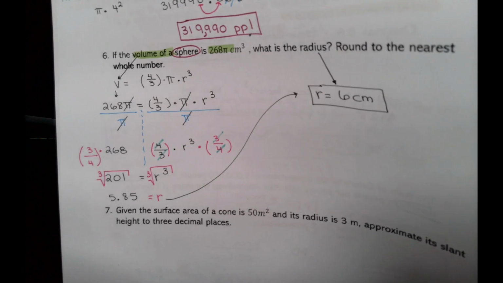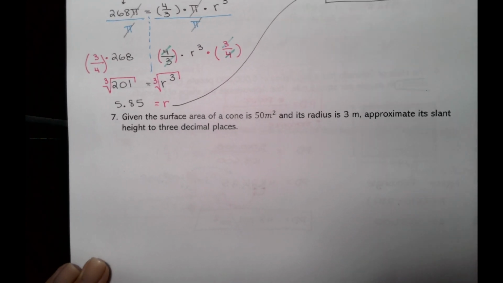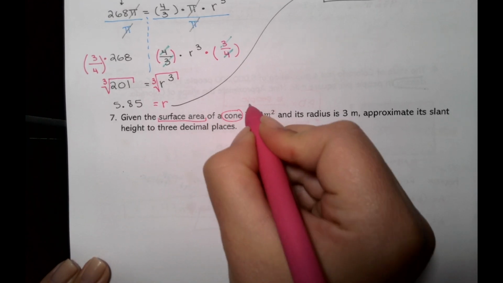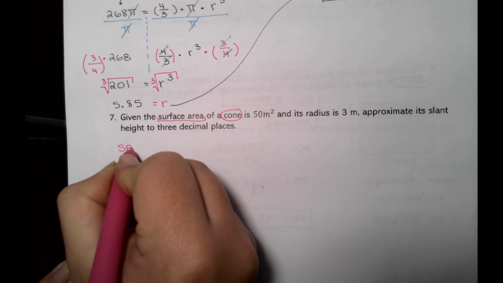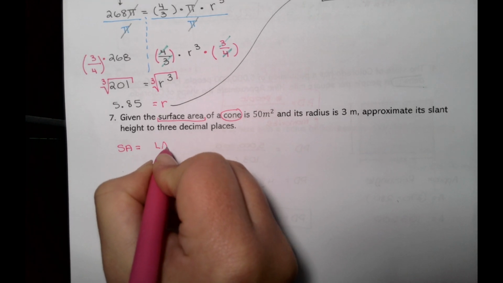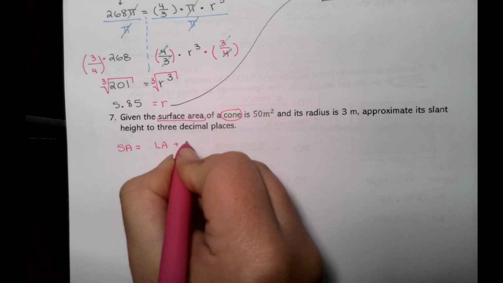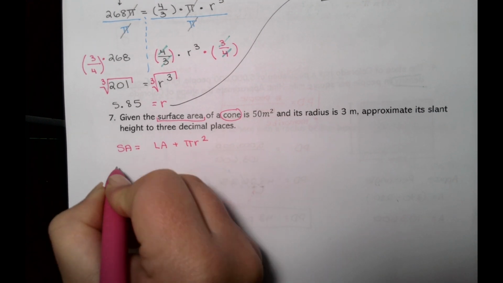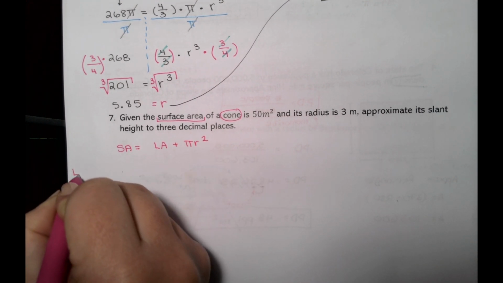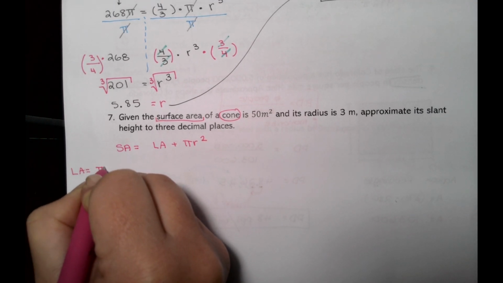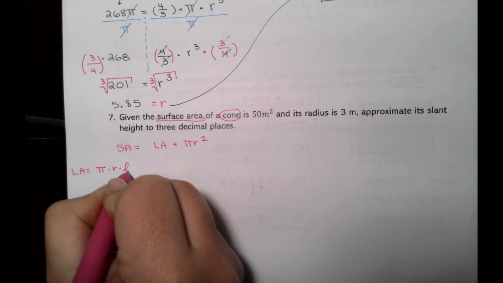All right, ladies and gentlemen, we made it to the end. One last question. Given a surface area of a cone, so let's go ahead and write in our formula right away. Surface area cone, so that means lateral area plus pi r squared. And I'm going to write in my lateral area formula because otherwise, I won't know what lateral area is. Pi r times slant height.